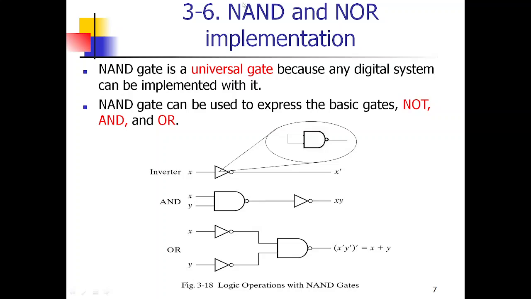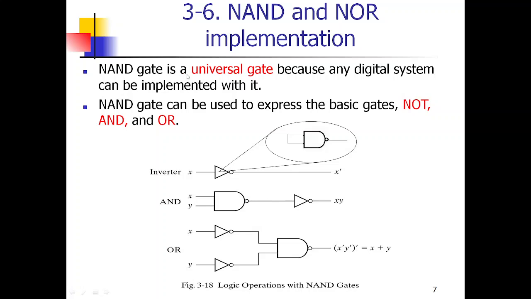Next is NAND and NOR implementation. So we all know that NAND gate and NOR gate are said to be the universal gates. With the help of NAND and NOR gates, whatever circuit we have can be implemented with NAND gates and NOR gates. So it is easy to convert the NOT, AND and OR into this NAND and NOR representation.